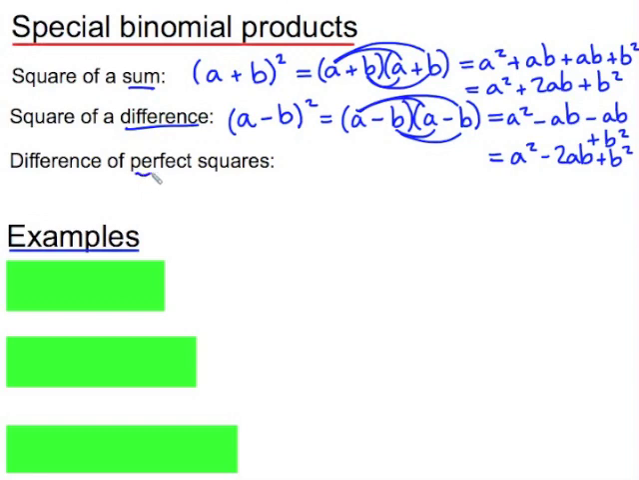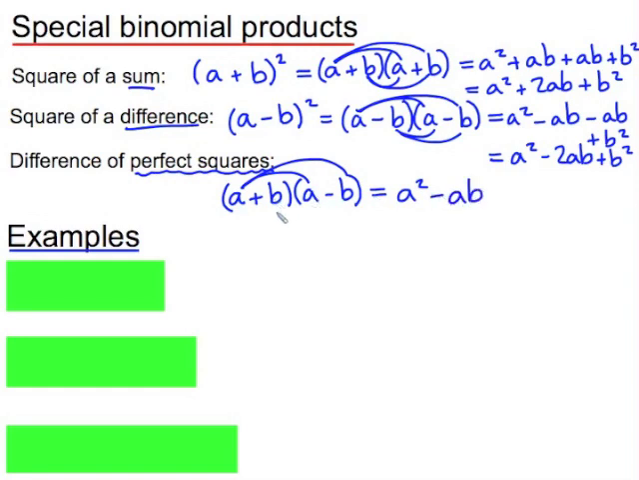Now the difference of perfect squares only becomes apparent once we've expanded the brackets. This is actually where we multiply a sum by a difference. We multiply a times a is a squared, a times negative b, so subtract ab, then b times a is plus ab, and then b times negative b, take b squared. So subtract ab and plus ab, they cancel out, and we're left with a squared take b squared, which is why this is called the difference of perfect squares.